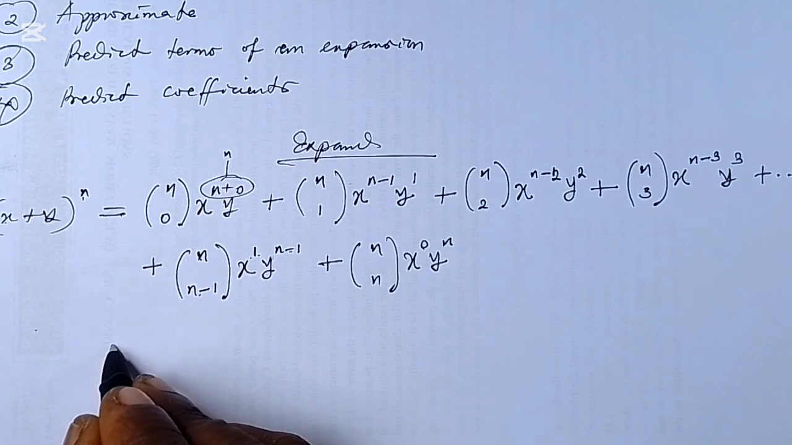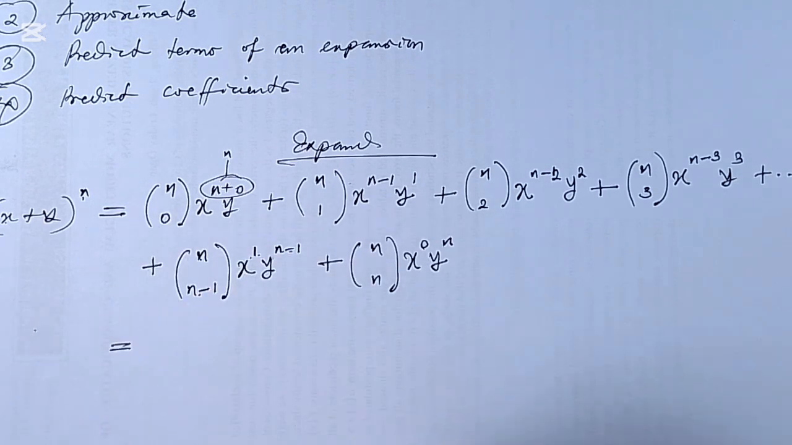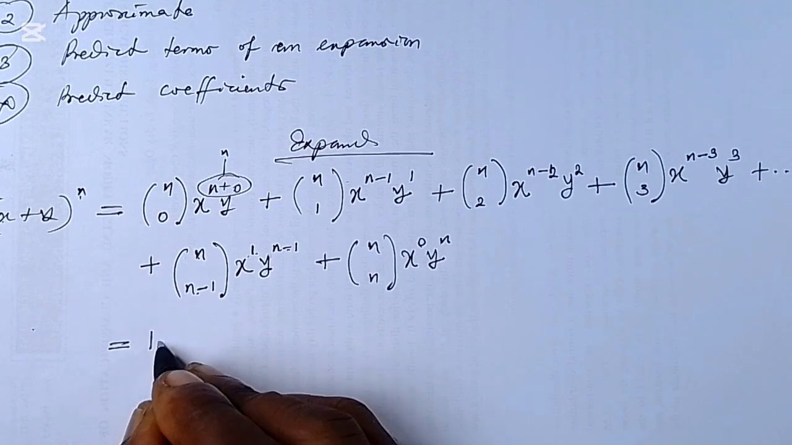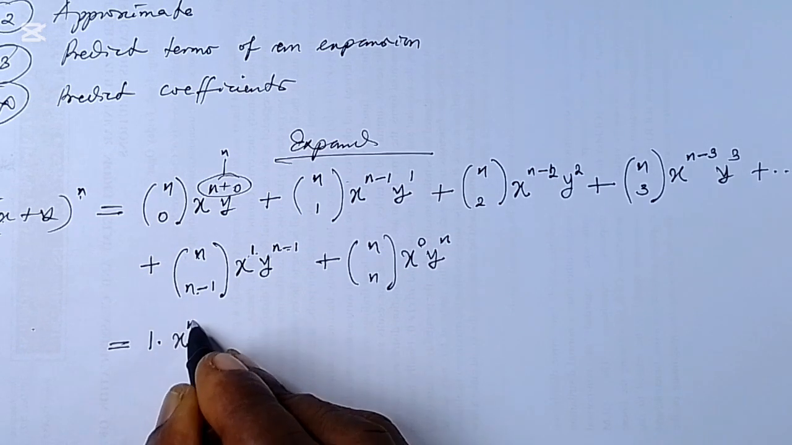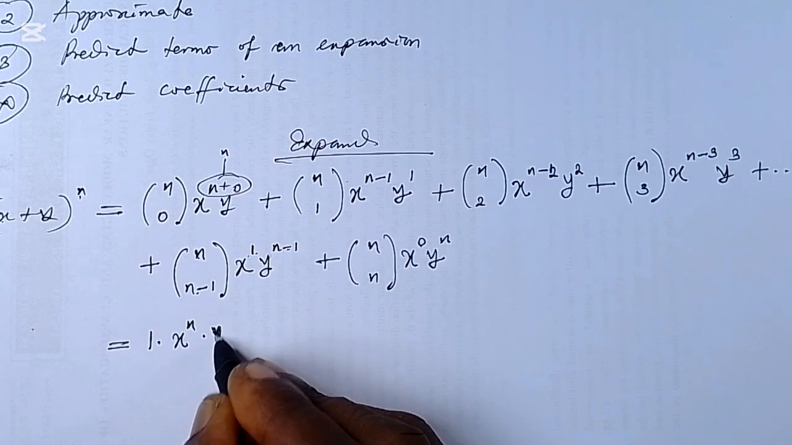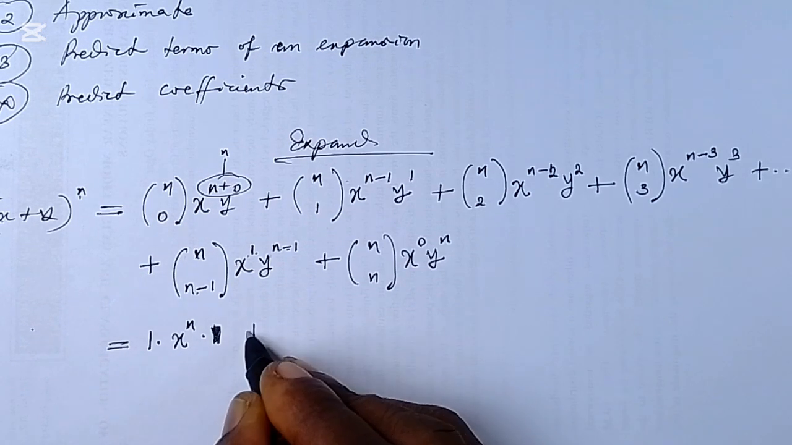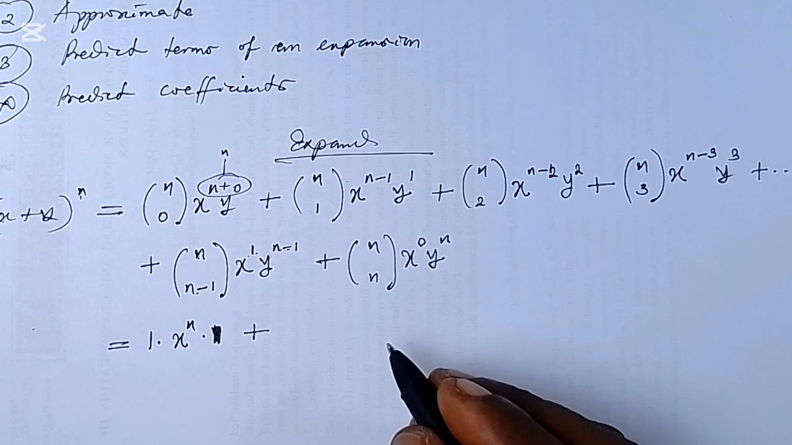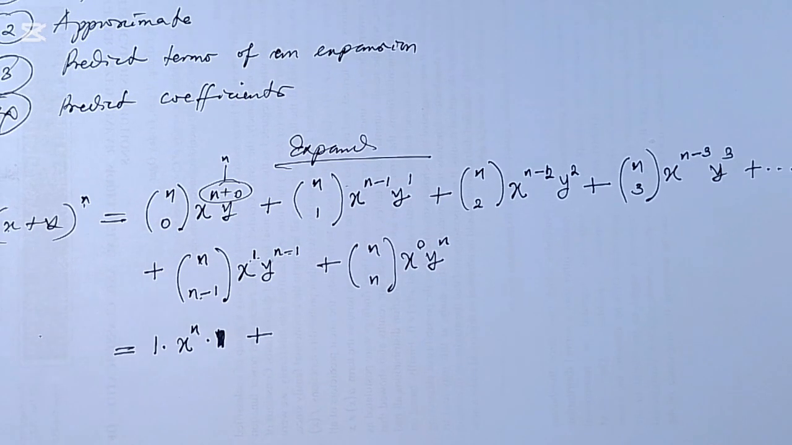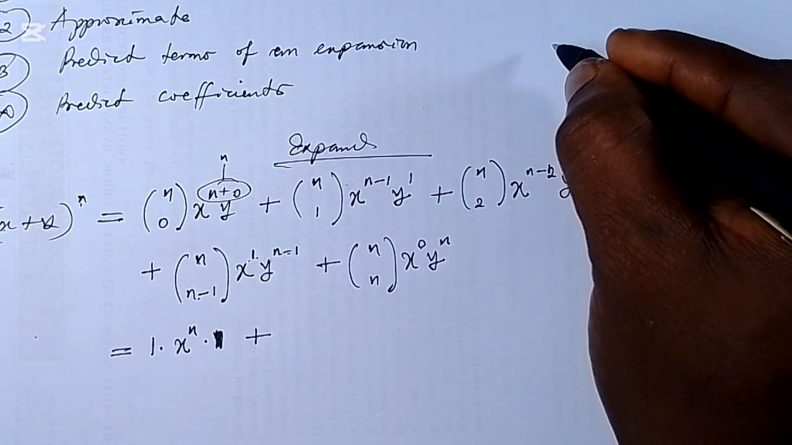Now, if you want to simplify further, you could simplify n combination 0. If you followed my last video, I told you anything combination 0 is 1. So this will be 1. x raised to the power n comes in, and y raised to the power 0 will be 1. Okay? Plus n combination 1. Anything combination 1 will give you that same thing. So n combination 1 should give you n.